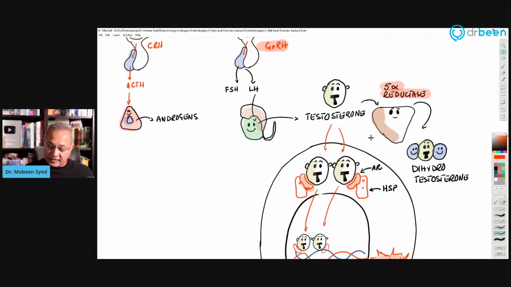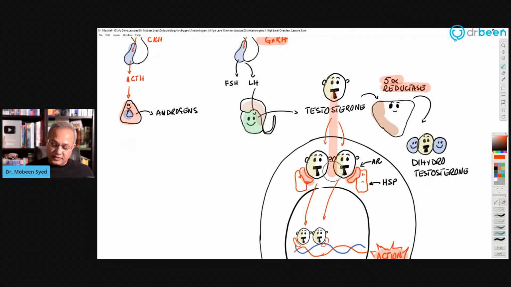Testosterone can directly go to various cells and function there, or it can go to peripheral tissues, the most important one being the prostate gland. In the prostate gland, there is the 5-alpha reductase enzyme. That 5-alpha reductase enzyme will take the testosterone and convert that to dihydrotestosterone, which is also a very potent steroid hormone. And then this dihydrotestosterone will go into the cell as well.